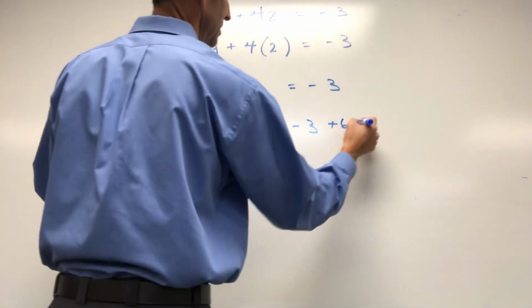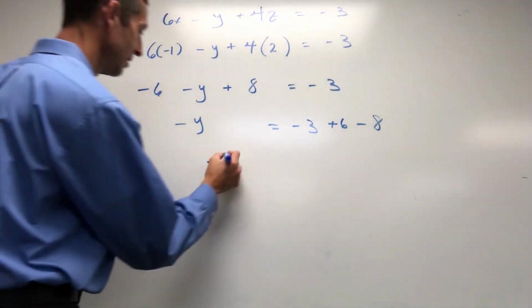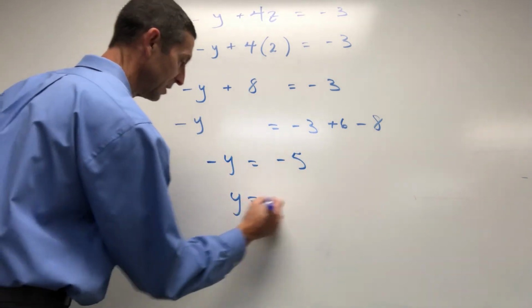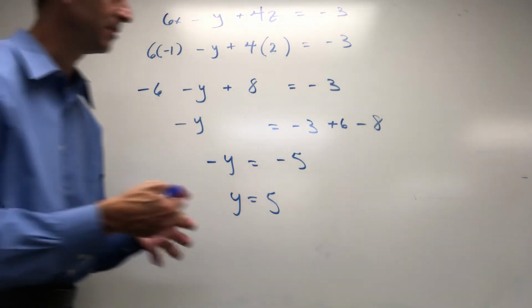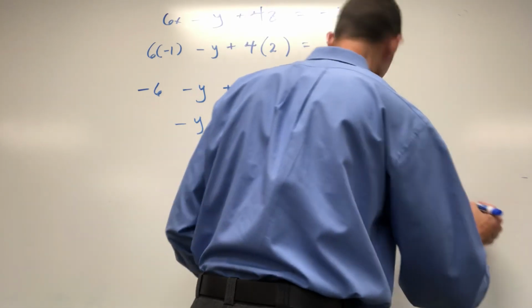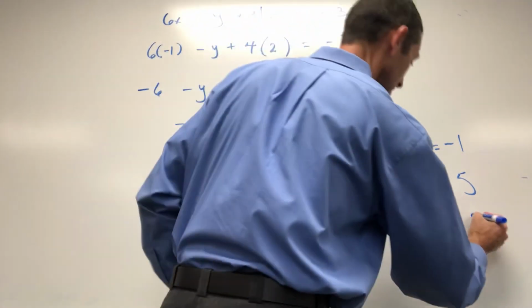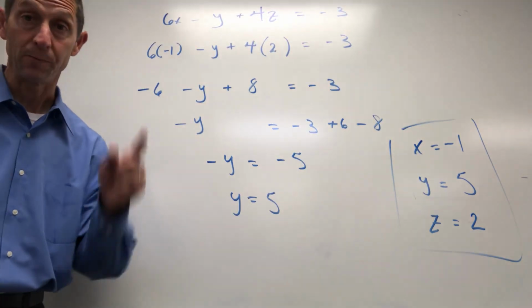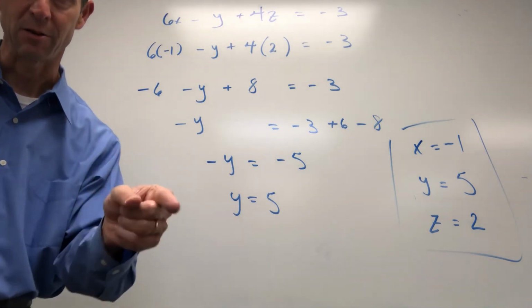So what is this? Plus 6 minus 8. So again, get it cleaned up. Here's negative y. What does that equal? Negative 5. So negative divided becomes positive 5. So we have our 3 answers for x, for y, for z. Make yourself the fancy answer box. What was that? Y equals 5, x was negative 1, and z is 2. Once you've got all 3 answers, you're done. So on the triple deckers, you have to do elimination 3 times: solve for x, solve for y, solve for z.